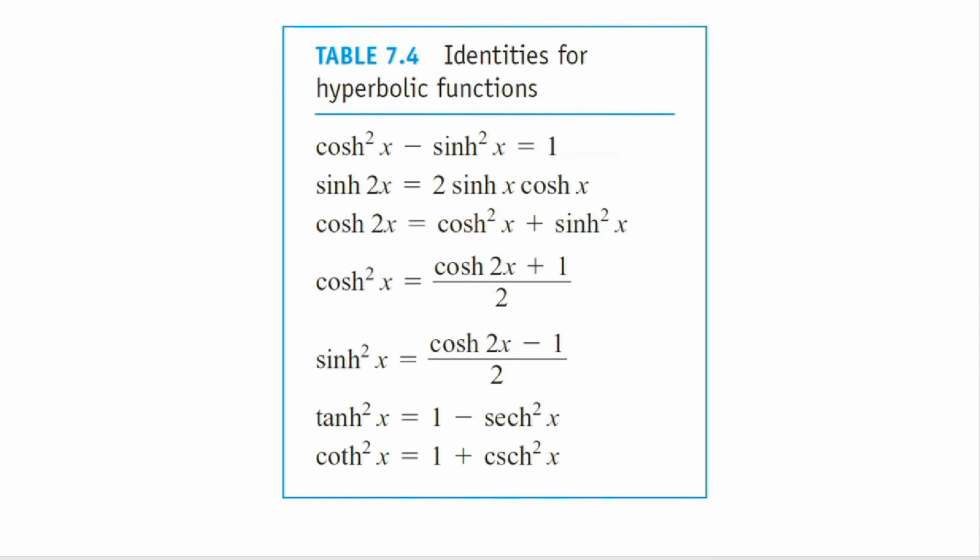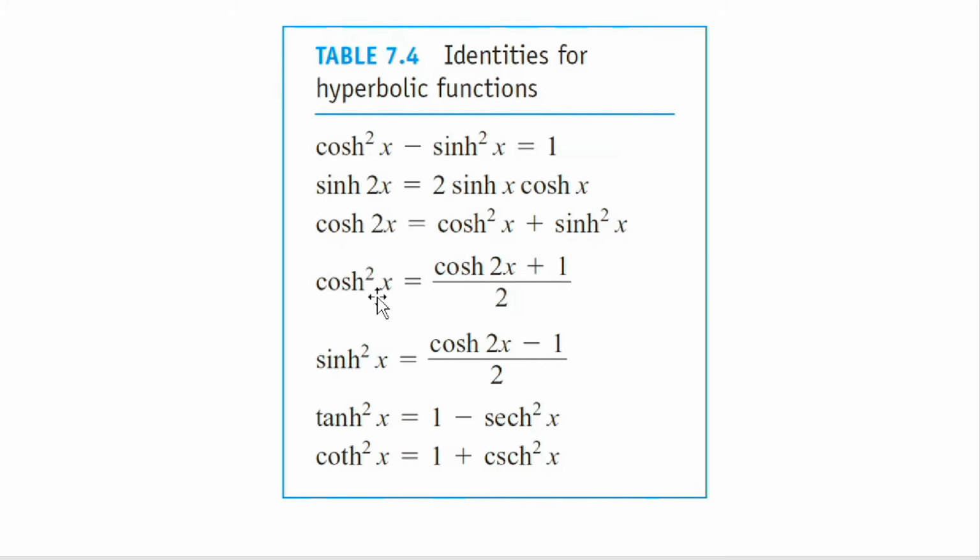Okay, next here I have the identities for hyperbolic functions. Because sometimes as we solve for our integration of hyperbolic functions, we need to use the identities for hyperbolic functions. So we have here, number one, the square of hyperbolic cosine of x minus the square of hyperbolic sine of x is equal to 1. Number two, the hyperbolic sine of 2x is equal to 2 times the hyperbolic sine of x times hyperbolic cosine of x. Number three, the hyperbolic cosine of 2x is equal to the square of the hyperbolic cosine of x plus the square of hyperbolic sine of x.